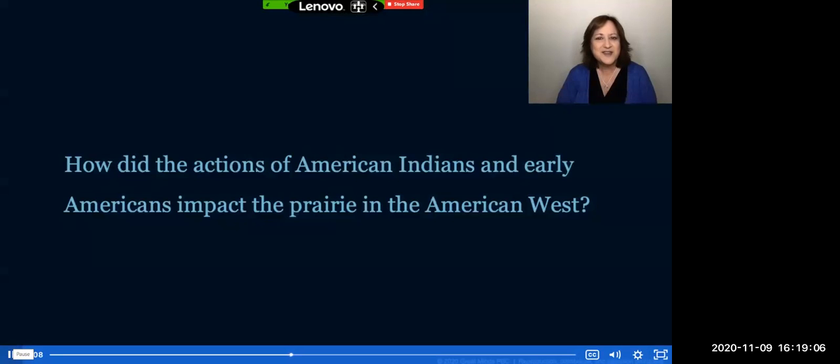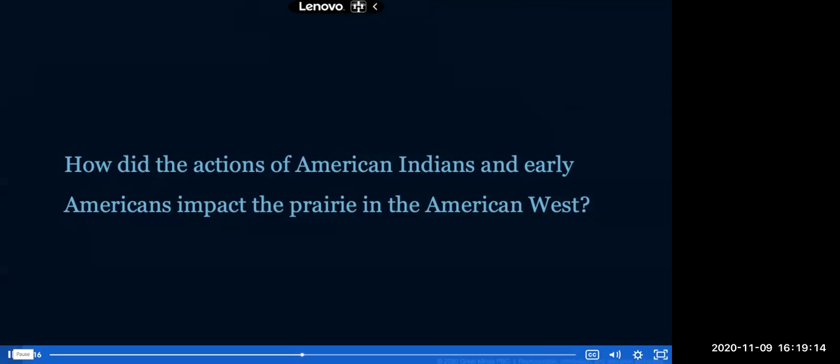There's so much that you know and can do, and you'll continue to show that as you complete the focusing question task. Read the focusing question to yourself, and then we'll read it together. Okay, so the question is, how did the actions of the American Indians and early Americans impact the prairie in the American West?